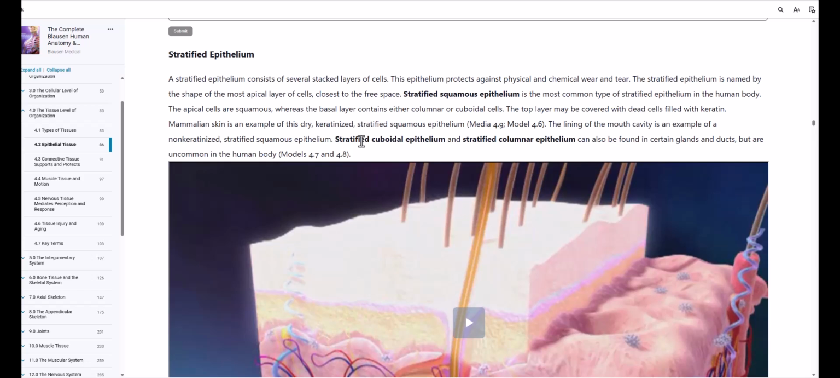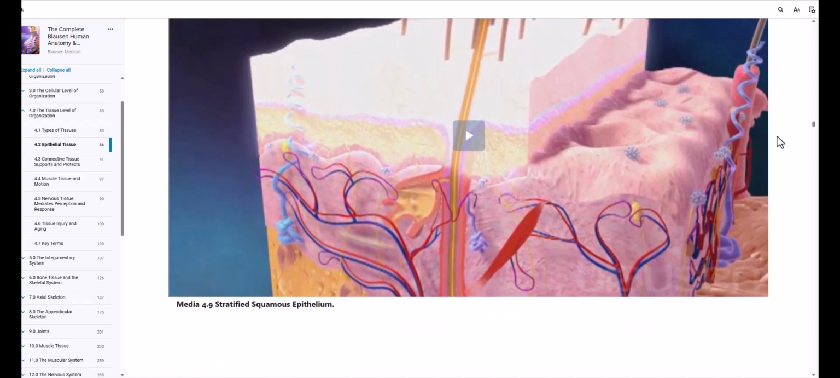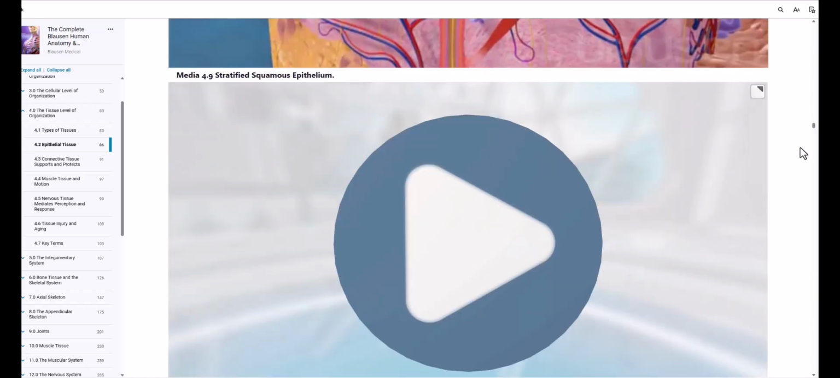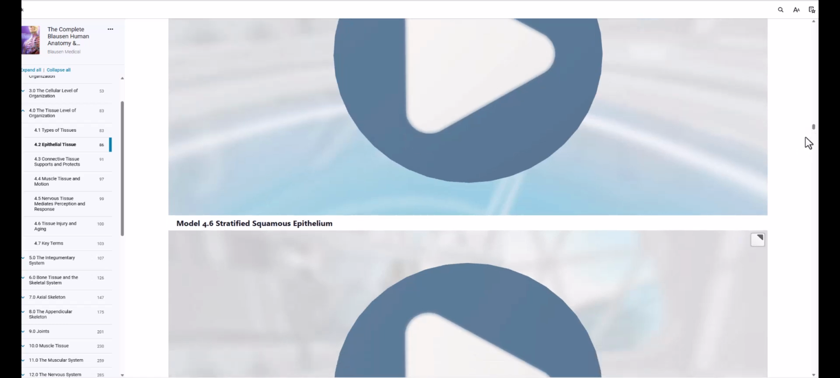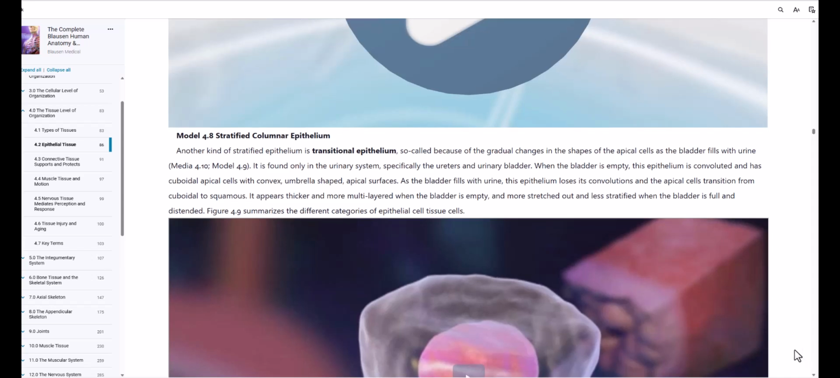There's also stratified cuboidal, stratified columnar. As I said, these exist, but we will not be looking at them in the course or in the lab, so don't worry about those particular types.